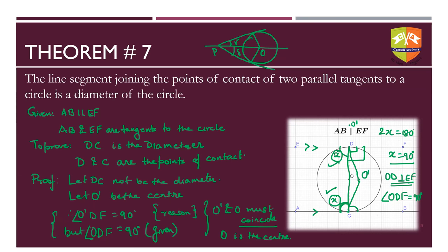But you are contradicting yourself when you say angle O dash DF is equal to 90 degrees, because you are not ready to accept O as the center. So you're saying no, the center lies somewhere else and that center is O dash. I'm saying fair enough. That means O dash DF must be 90, but you just proved ODF is 90. How is that possible for two angles with one common arm and two different points? Is it possible that both of them are equal without being coincident?